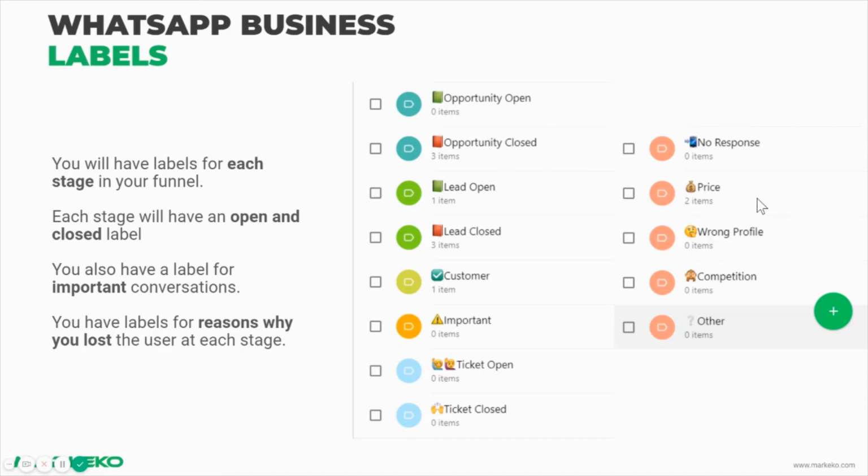And so those are the key things that we like to see and use for our labels, right? You're going to have an opportunity open, opportunity closed, lead open, lead closed, customer, because you're going to have just one, right? Important ones, ticket open, ticket closed, and reasons as to why you lost that conversation.